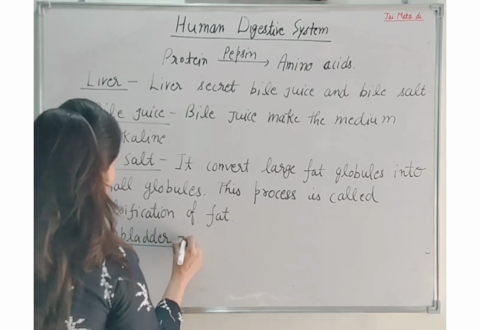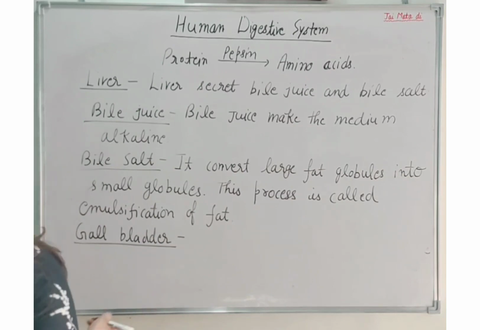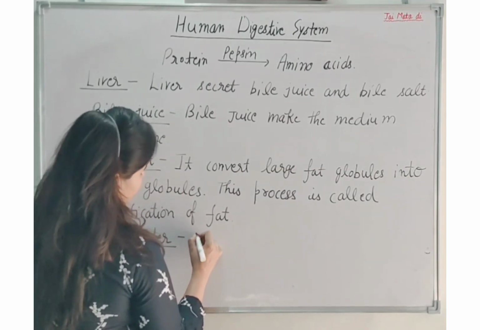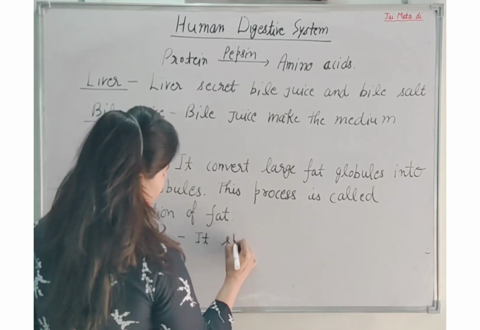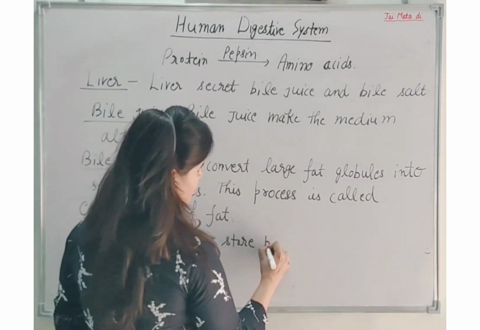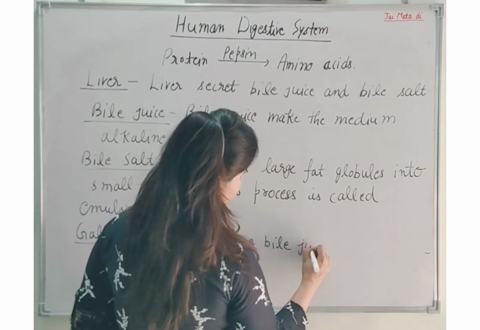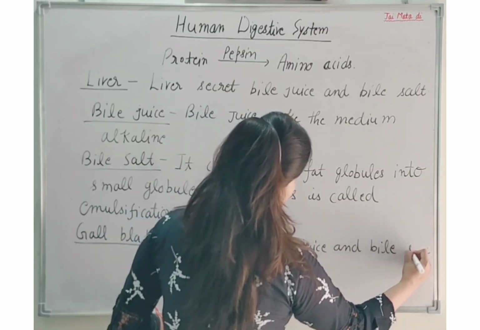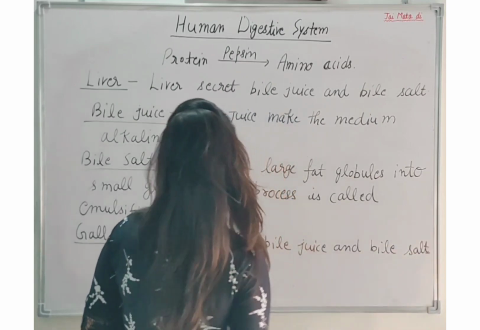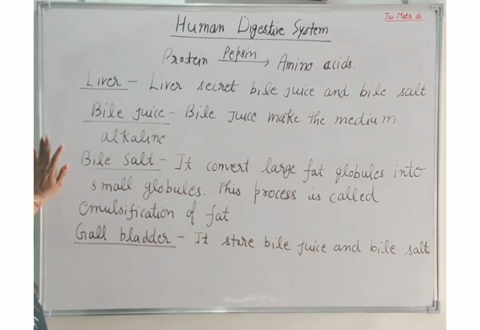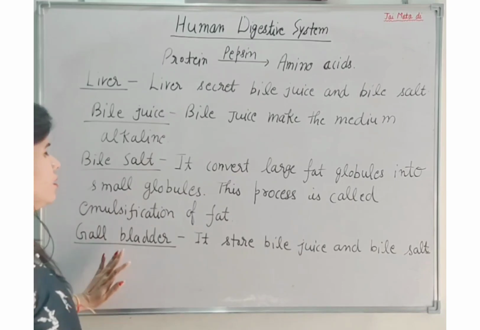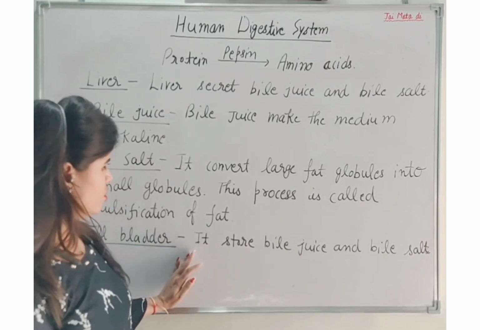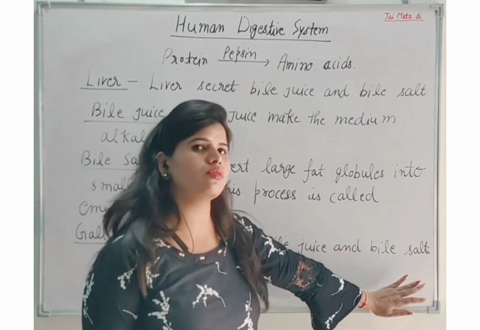And liver is the main digestive gland in our body and the largest gland which is present in our body. Gallbladder, it stores bile juice and bile salt. The bile juice and bile salt which is secreted by the liver will store inside the gallbladder. So this is the function of gallbladder, to store bile juice and bile salt.